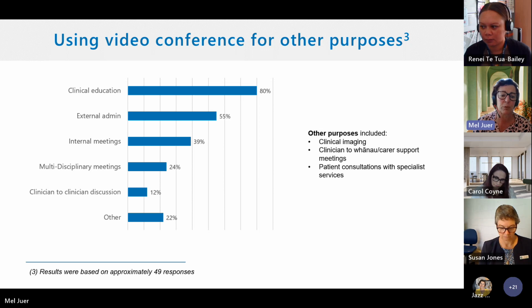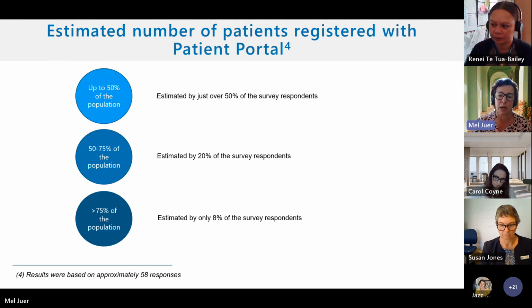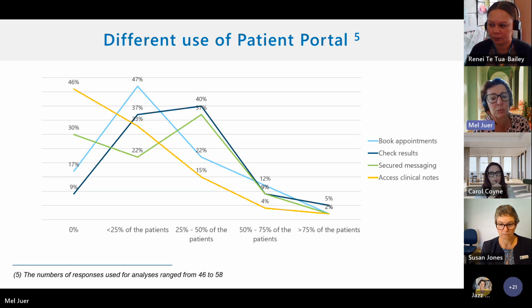So you can start seeing a breadth of use of it. And no surprise that when we look at portals, however, and this is across the whole of general practice, this is not just healthcare homes, there is still a real low uptake. And I'm just going to move on to the next slide to talk a bit about that.